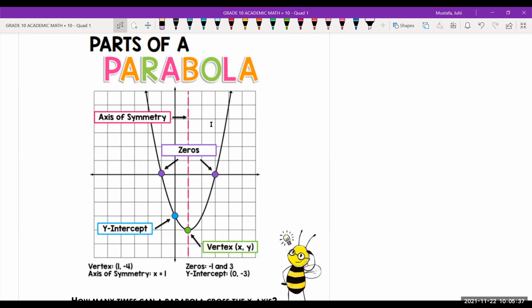You have one y-intercept right there. That's where the parabola is going through the y-axis. And then the axis of symmetry is what's dividing the parabola in half.